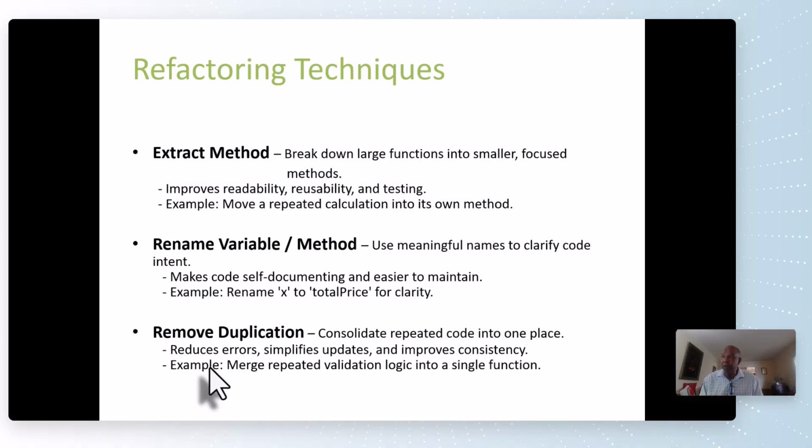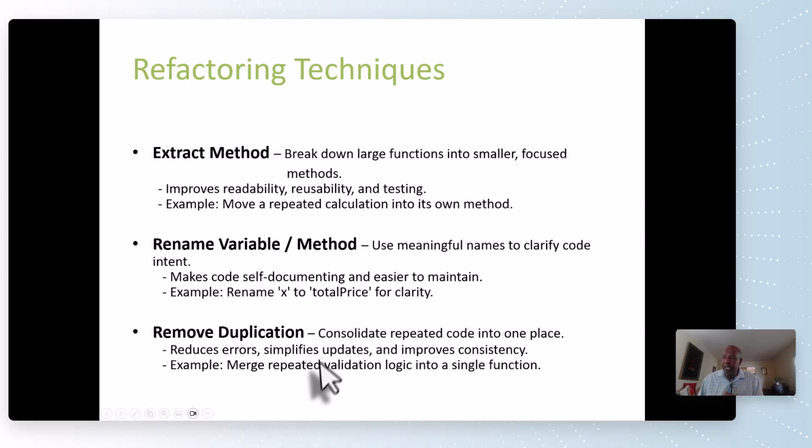A refactoring method is extract, breaking down large functions into smaller ones so they're easier to maintain. Focus methods improves readability, reusability, testing. Rename variable methods make it cleaner, so if we do need to go in and make changes, self-documentation, changing the names of variables, this sort of thing makes maintenance go quicker for us to make sure that we can correct things because we can identify them quicker.